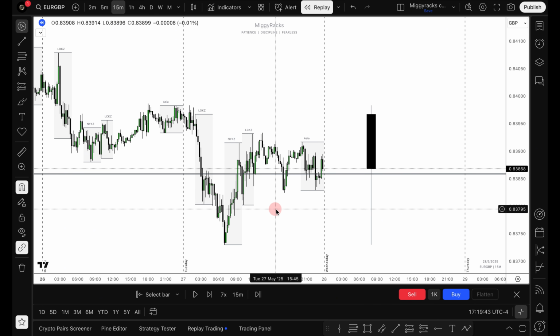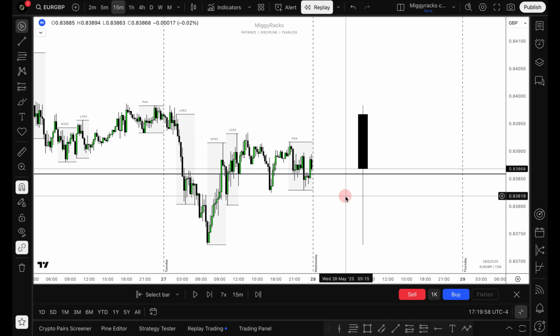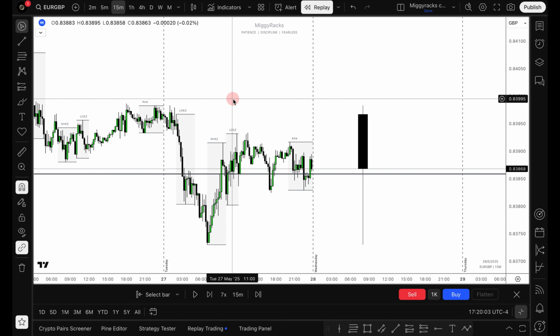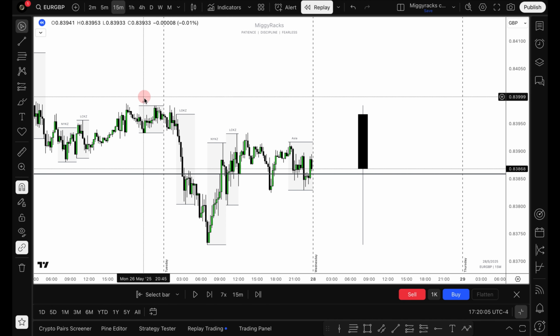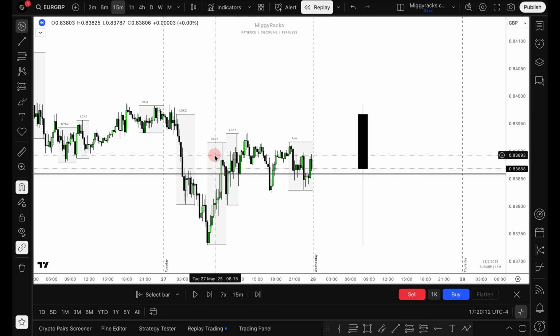So the first important level of liquidity was the previous week's high and low, and the next was the previous day's highs and lows. And another important level of liquidity that I look at are the session's highs and lows. So throughout the day, there are certain market sessions. That's the Asian session, the London session, so London Open Kill Zone session, the New York Open Kill Zone session, and then the London Close Kill Zone session.